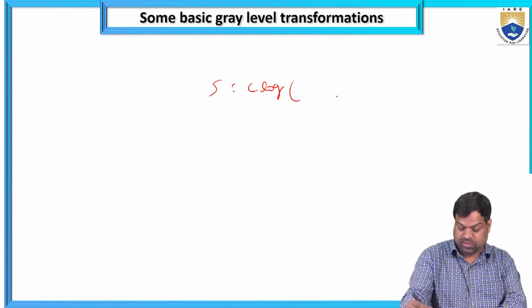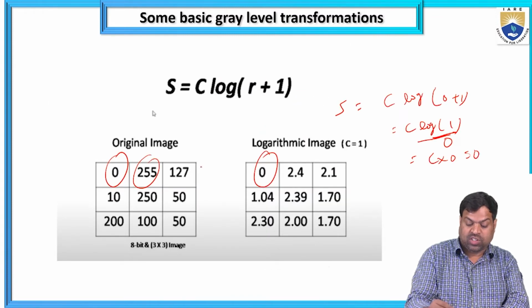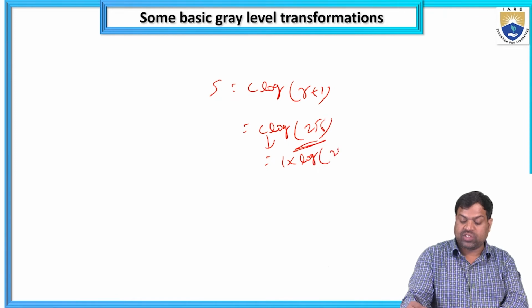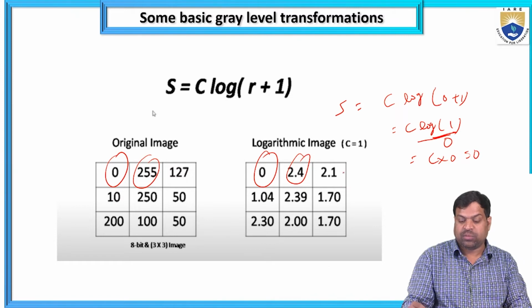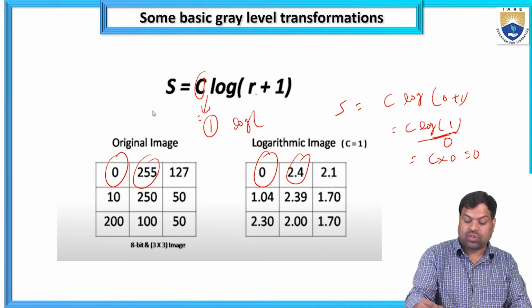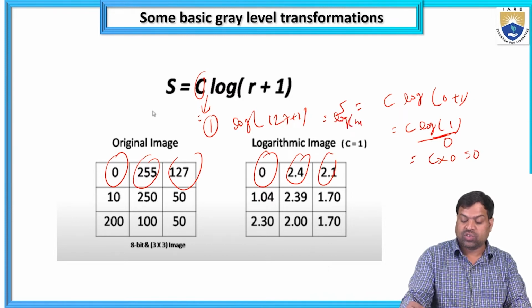Next I am taking C log of R plus 1. What is the R value here? 255 plus 1, so 256. I am taking C equal to 1. 1 into log of 256, so then I am getting 2.4. Next, taking C equal to 1, log of R plus 1, suppose I am taking 127 plus 1. So what is happening? Log of 128, so 2.1.